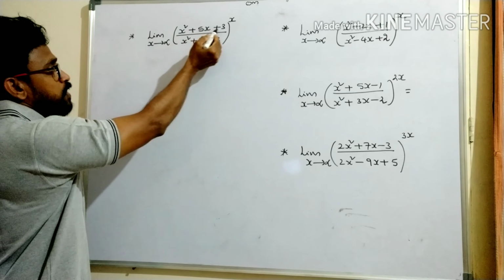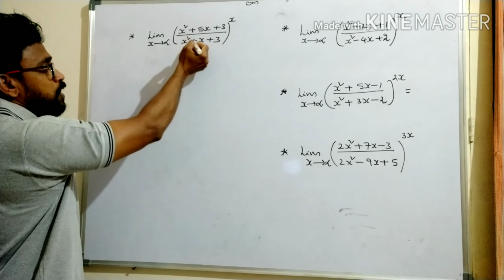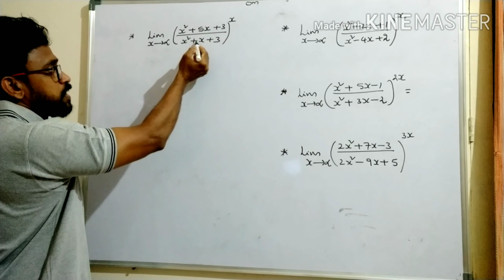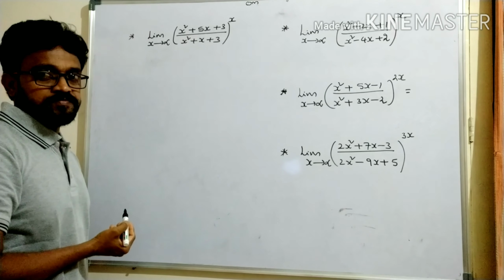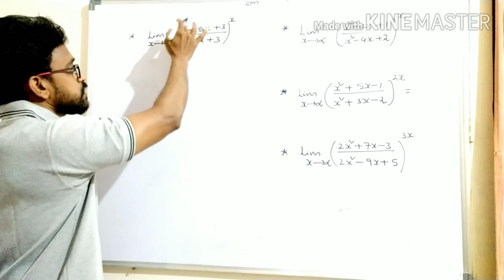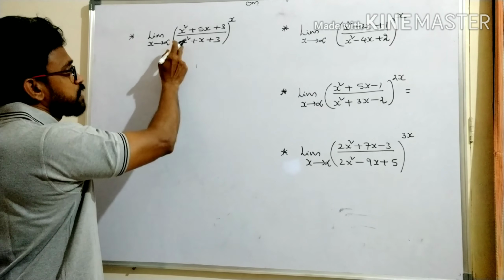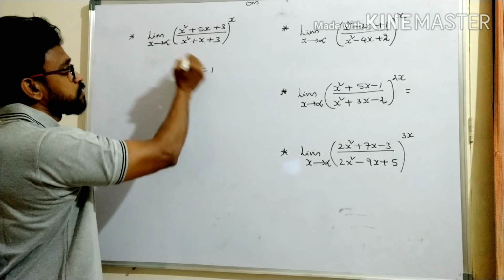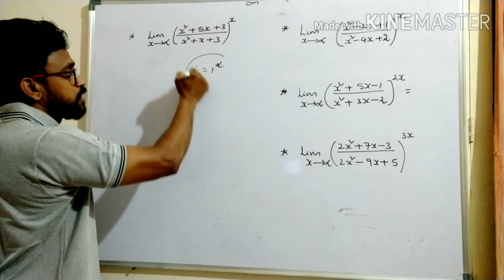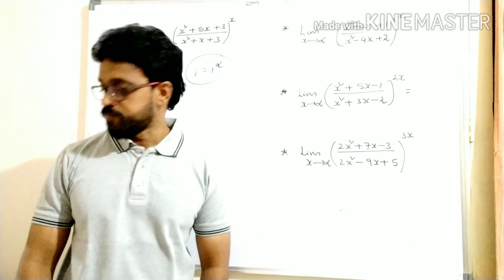Here the numerator is a polynomial of degree 2 and the denominator is also a polynomial of degree 2. So the degree of numerator and degree of denominator are both equal. Then as x tends to infinity, what is the value? The x square coefficient is 1 in both, so the base tends to 1. This is also 1 power infinity form.